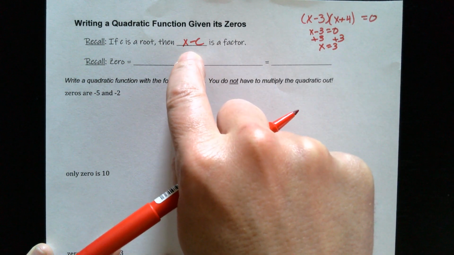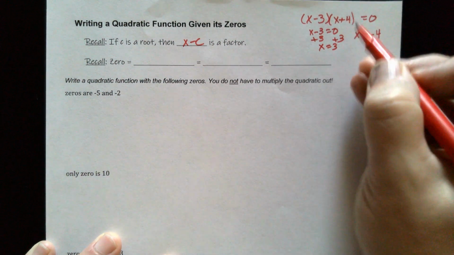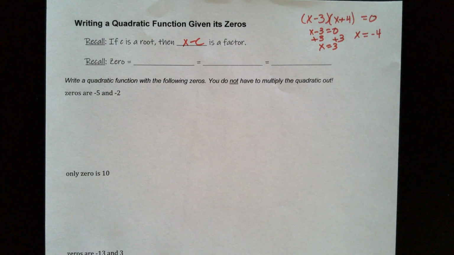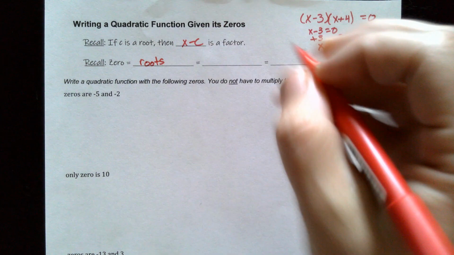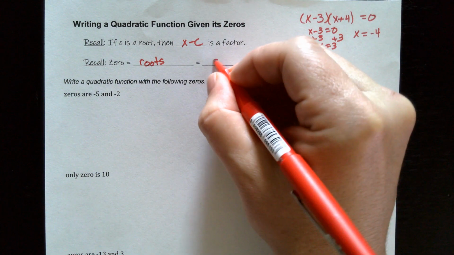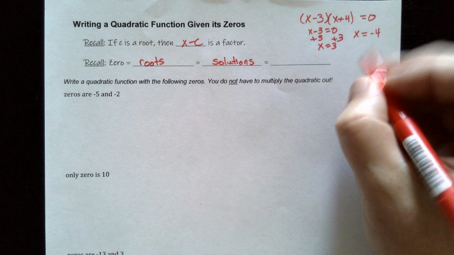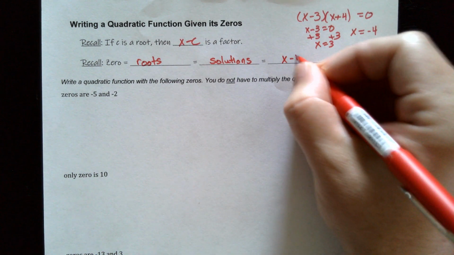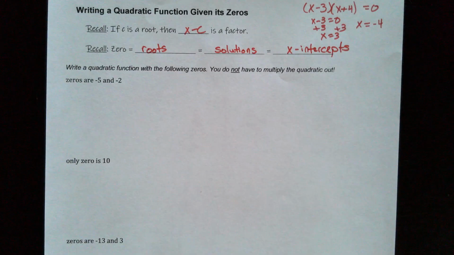They're always going to be different signs. This other one would be x is equal to negative 4 would be the root, but x plus 4 is the factor. Okay. Also, let's remember that zeros can also be called roots. They can be called solutions, and they can be called x-intercepts. Okay. All right, so with that said, let's try these problems.